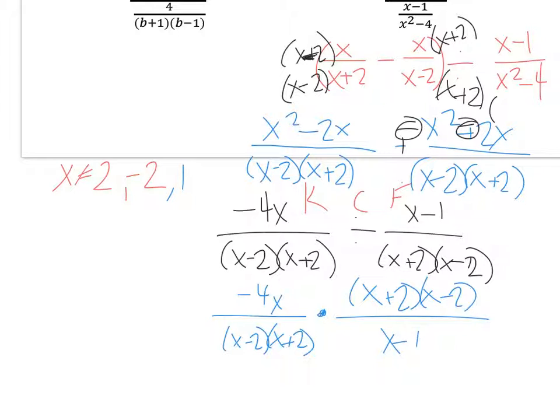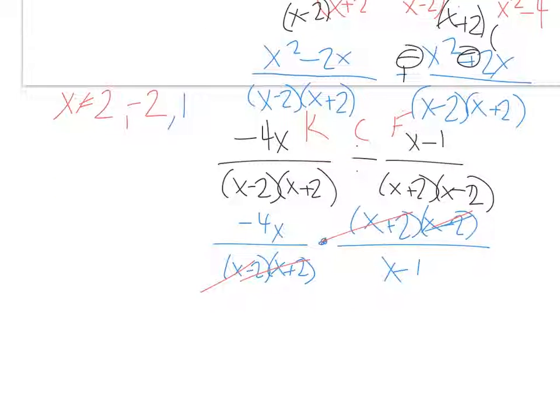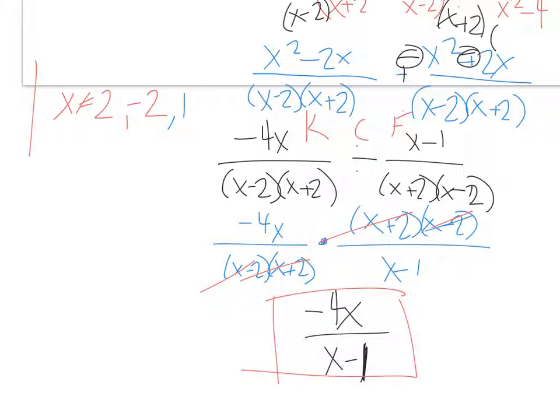So I look here and I have an x minus 2 and an x minus 2. I have an x plus 2 and an x plus 2. And so this is going to leave me with negative 4x all over x minus 1. Because this x has that minus 1 attached to it, I can't cancel out my x's, and this is my final answer. I have this with that domain.